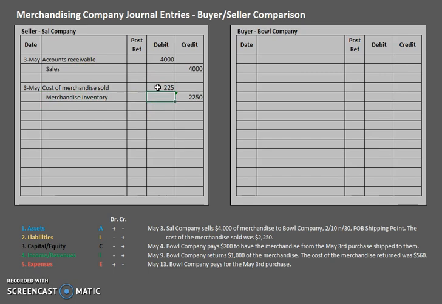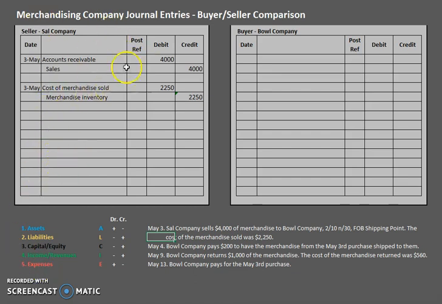So take a look at your 5 types of accounts and try thinking about what type of account that would be. Cost of merchandise sold, would that be an asset? No, you don't own the cost. Liabilities, nope, you don't owe anything. Is it capital? Not the owner's interest. Is it revenue? No, it's a cost, so that would be an expense, hence why we are debiting it here.